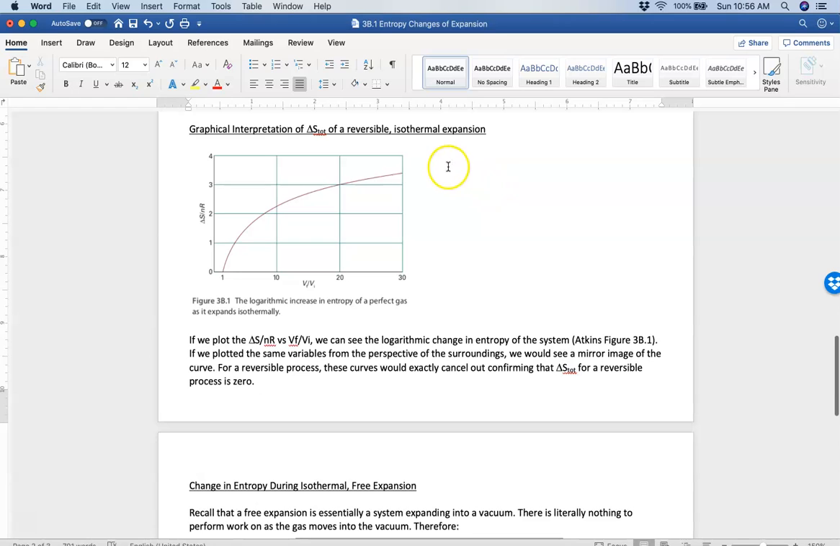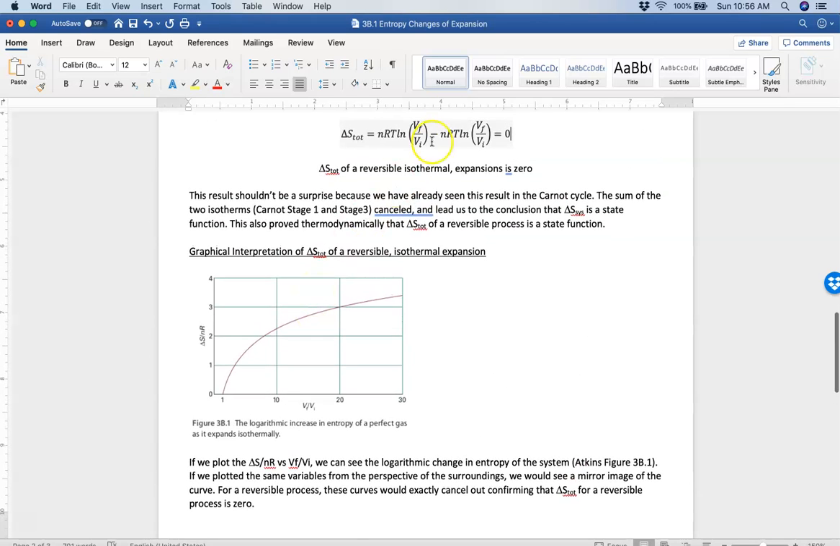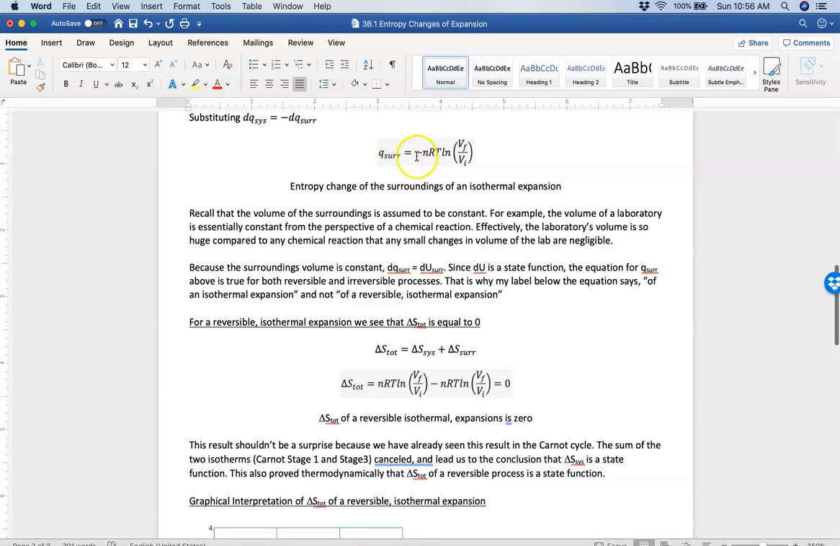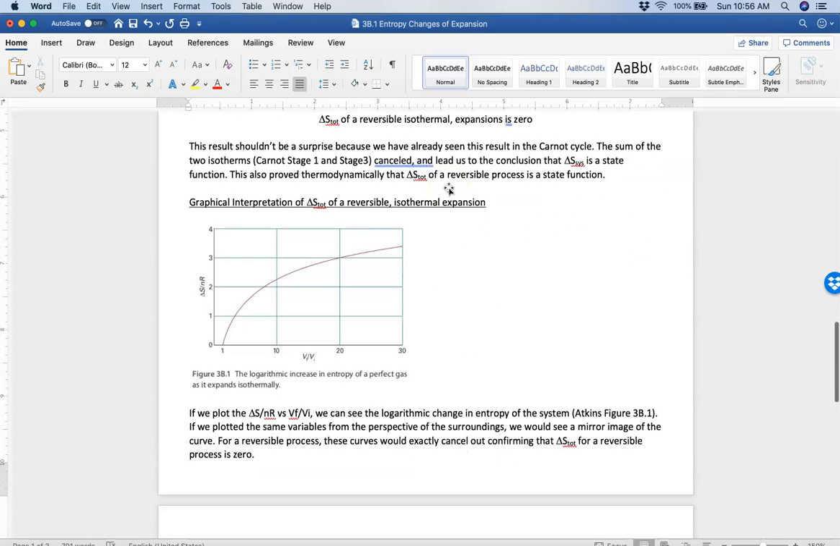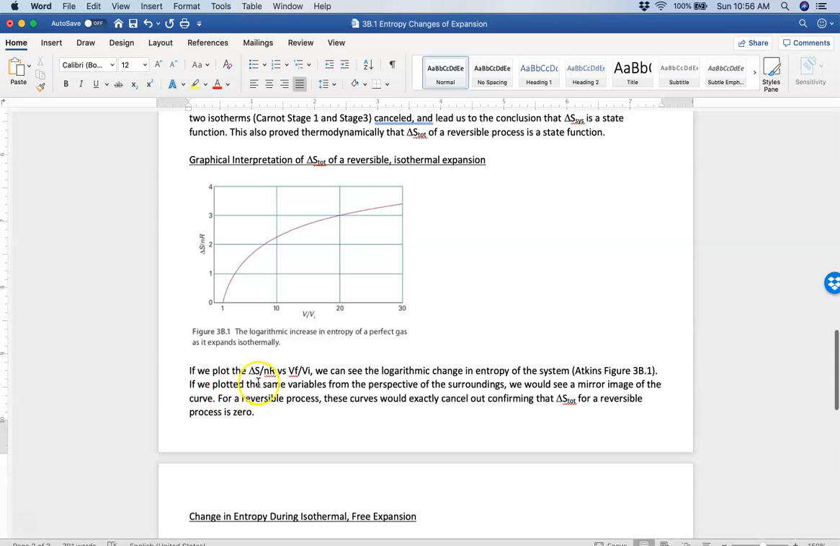So if we graph this, this is the graphical interpretation of delta S total of a reversible isothermal expansion. We can see the logarithmic dependence of the change in entropy on the ratio, and that's what we see here. There's a logarithmic relationship between delta S and the ratio. So if we plot delta S over nR, all we're doing is rearranging the equation, versus the ratio of volume final over volume initial. We see the logarithmic change in entropy of the system, and I took this from Atkins, figure 3b.1.